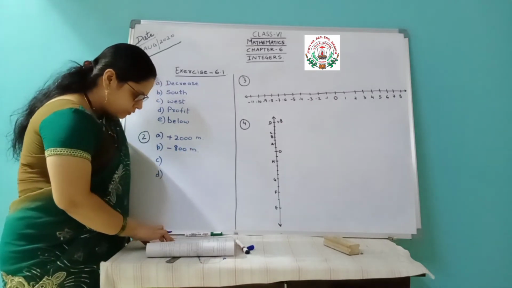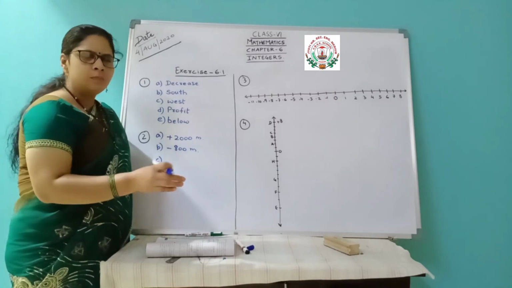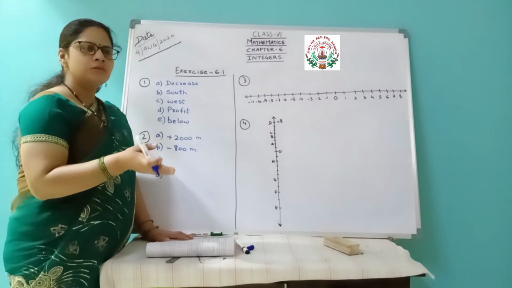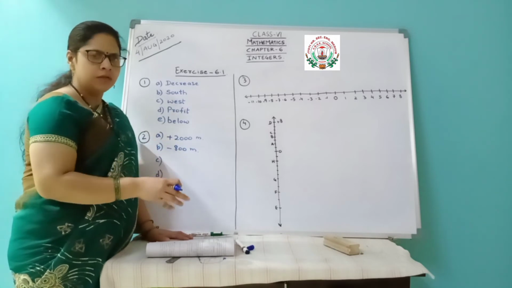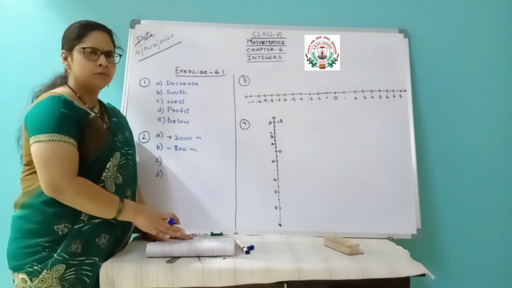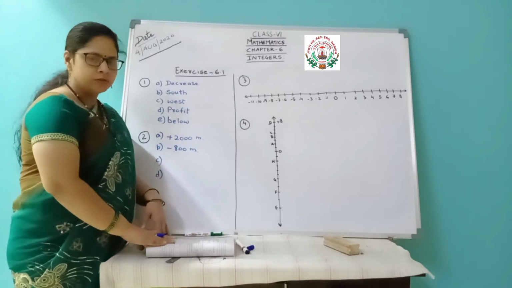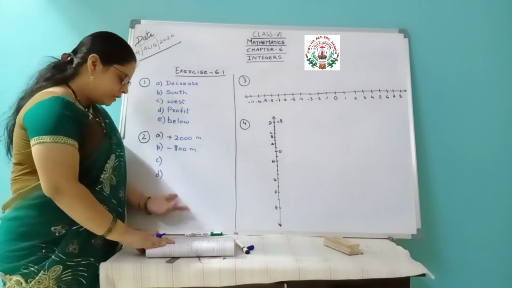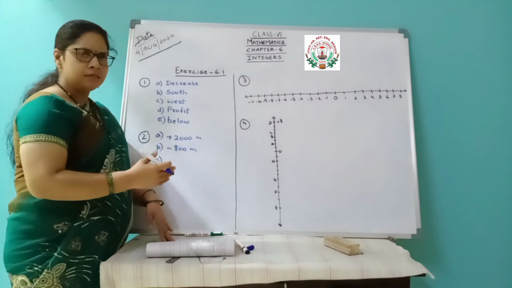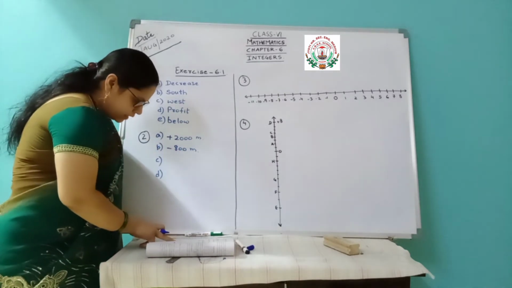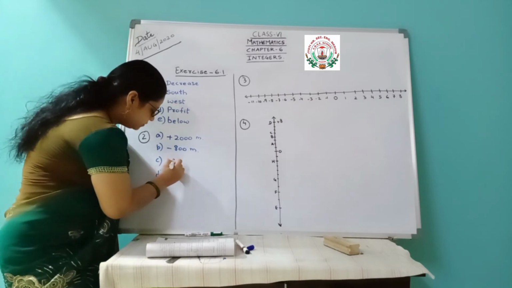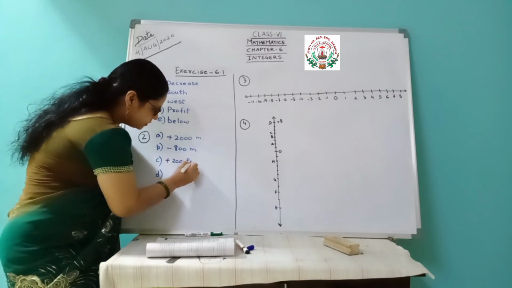Then a deposit of rupees 200. If you are depositing some amount in the bank, will your amount increase or decrease? When you are depositing, you are adding some money to your account. That is the meaning of deposit. Your amount will be increasing. Increasing means more than the amount you already have, so increasing means plus. So here the plus sign will come. Plus of rupees 200. Plus 200 rupees.